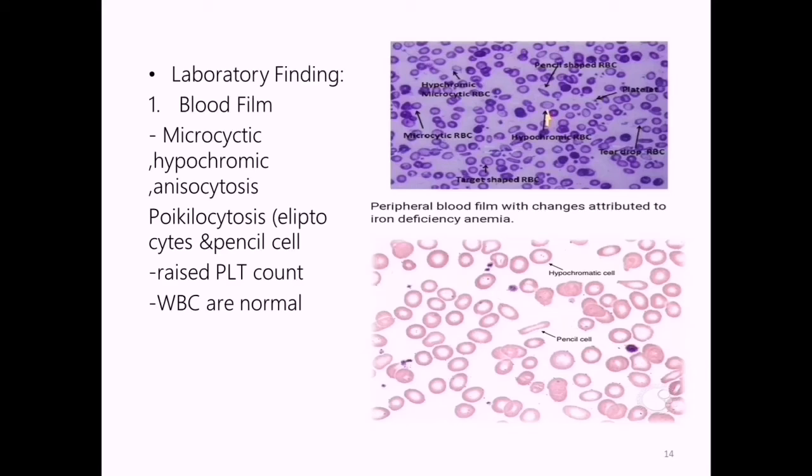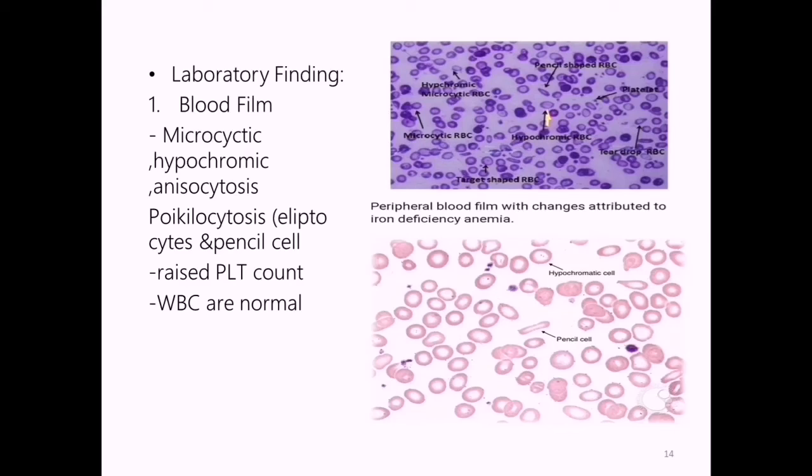About the laboratory findings, first the blood film shows microcytic hypochromic RBCs. Microcytic means the mean corpuscular volume is reduced, and it is usually below 80 femtoliters. Hypochromic means the mean corpuscular hemoglobin concentration, or MCHC, is reduced, and this can be noted in the blood film as microcytic, small RBCs, and hypochromic, reduced hemoglobin, seen as abnormal expansion of the central pallor.